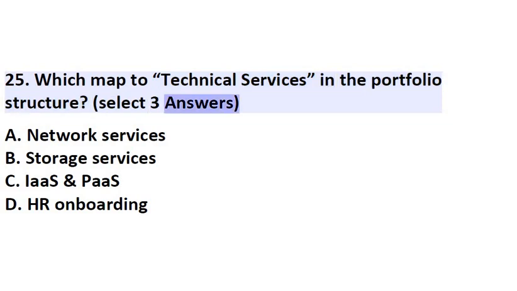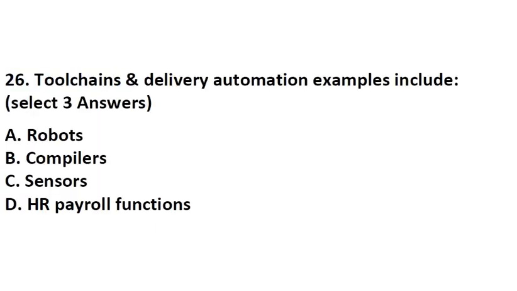25. Which map to technical services in the portfolio structure? Select 3 answers: A. network services, B. storage services, C. IaaS and POS, D. HR onboarding. Answer: A, B, C. 26. Tool chains and delivery automation examples include, select 3 answers: A. robots, B. compilers, C. sensors, D. HR payroll functions.